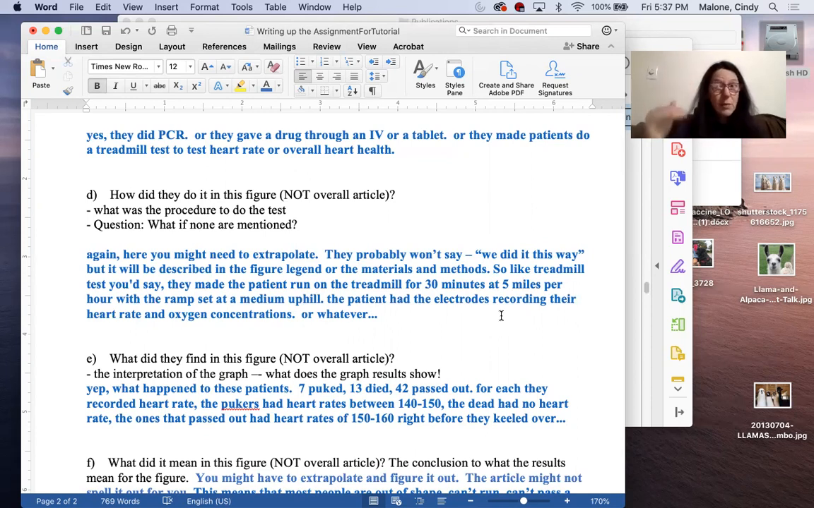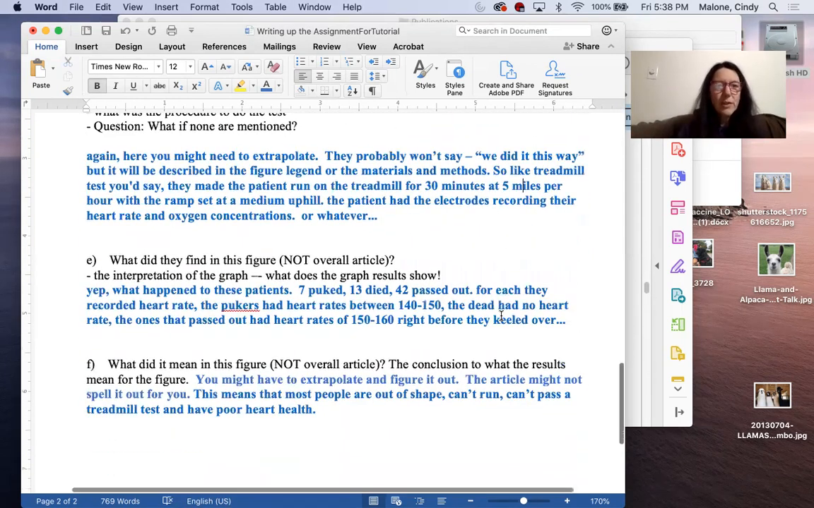Whatever's in that table or that graph is what you have to talk about. That's what they tested. That's how they did it, right? You can't just say they ran on a treadmill. Well, then how'd they get their data? They had to have the electrodes, the breathing thing, a bungee cord, whatever they did. Okay, what did they find?